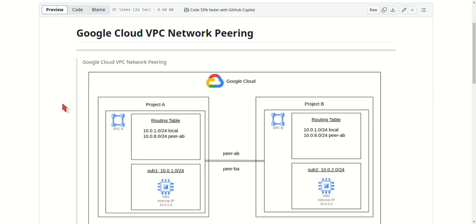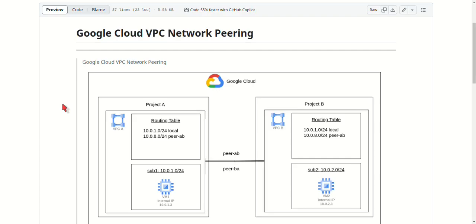VPC network peering supports the exchange of various types of routes. First, it supports subnet routes. Subnet routes are exchanged automatically if there are no privately used public IP addresses. For VPCs with such IP ranges, explicit route export is required.